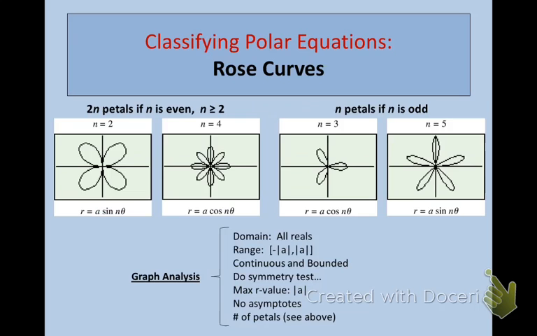All right. Last type of graph that I'm going to describe are rose curves. They look like a rose, so it makes sense, right? Notice that these look very similar to two things. It looks really similar to the circle formula, but it also looks kind of similar to that lemniscate one, right?